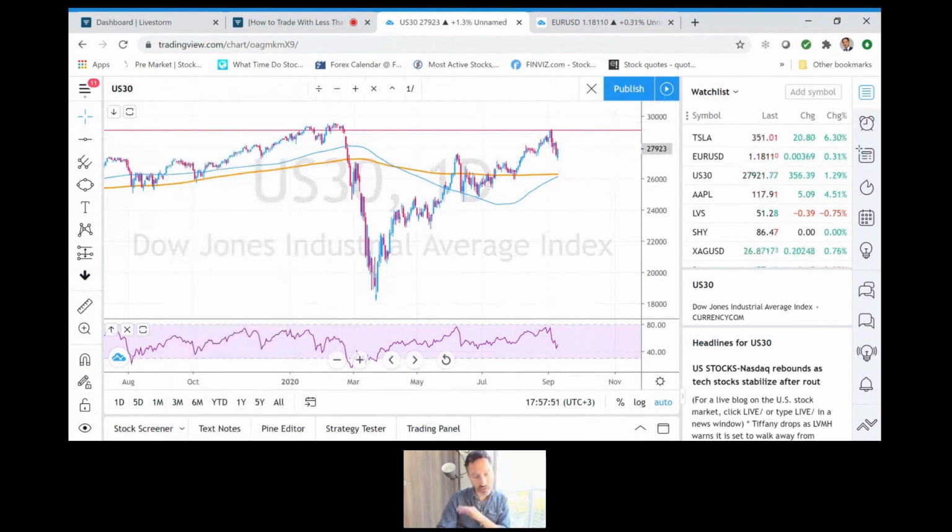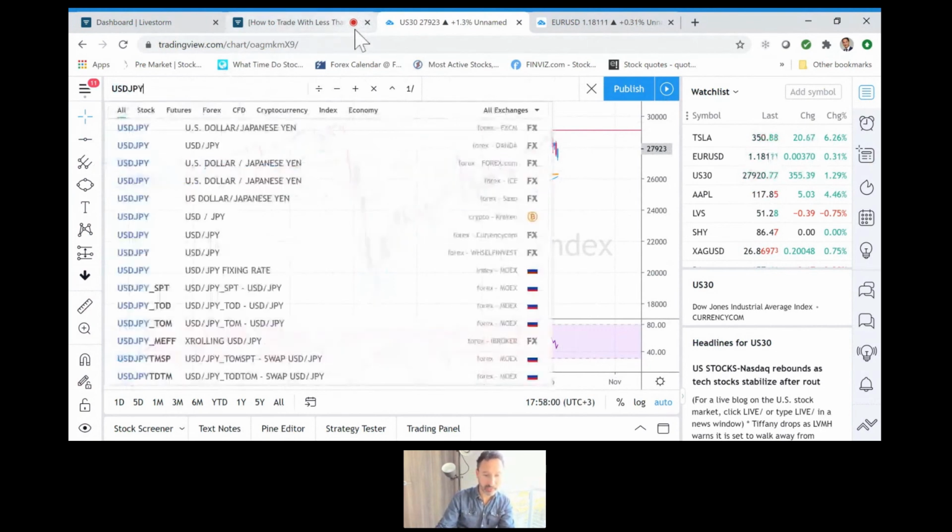Remember, there's nothing wrong with not trading. If you don't find the perfect setup, and in my opinion this is not a perfect setup, then you don't trade. Okay, USD JPY, Japanese yen.